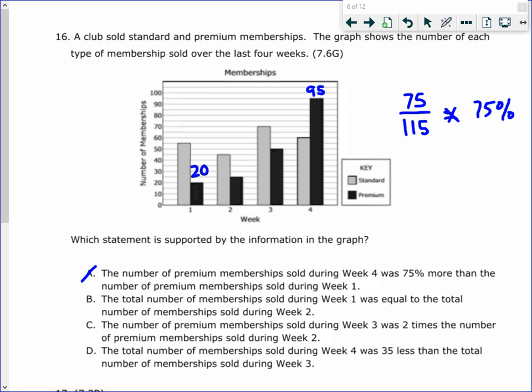The total number of memberships sold during week 1 was equal to the total number of memberships sold during week 2. That should be pretty easy. So week 1, we have 55 plus 20. So in that case, there's 75. Week 2, we have 45 plus 25, which is 70. So that one's not true. 75 does not equal 70.